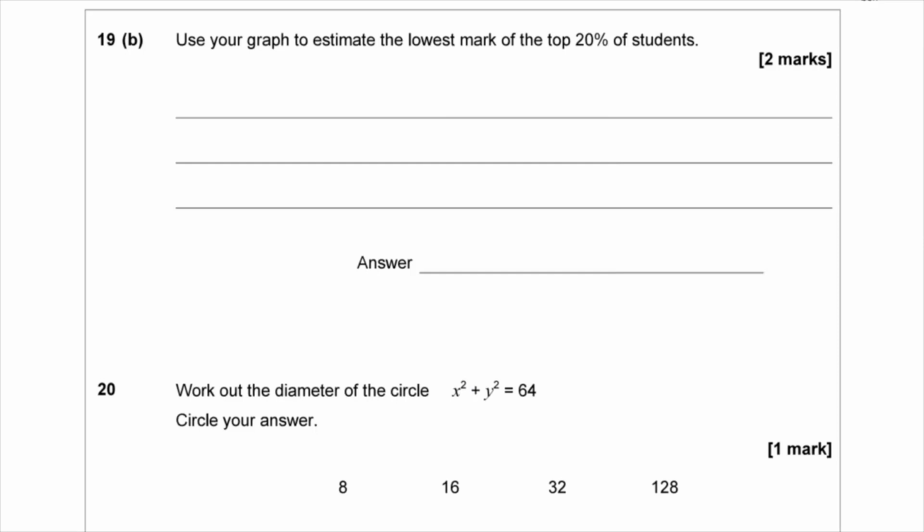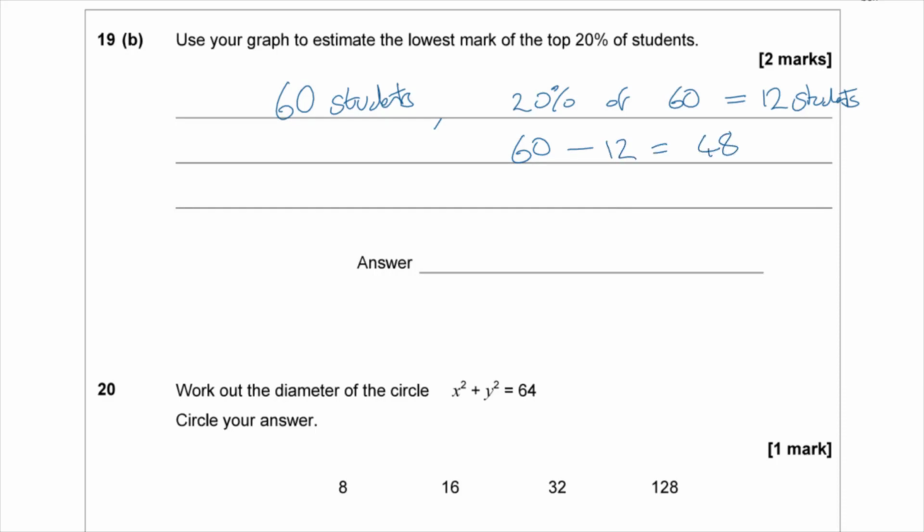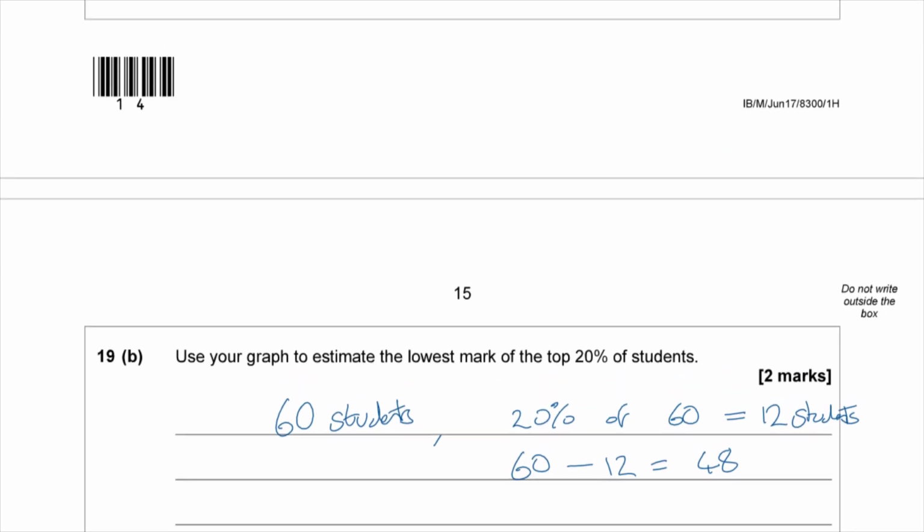Okay. Question 19b asks, use your graph to estimate the lowest mark of the top 20% of students. Now there were 60 students altogether, so the top 20%, well 10% of 60 is 6, so 20% is going to be 12 students. So we're looking for the top 12 students. So on our cumulative frequency, if we're going to have 60 at the top and we take away 12, we get 48. So that is where I need to read across from on my graph.